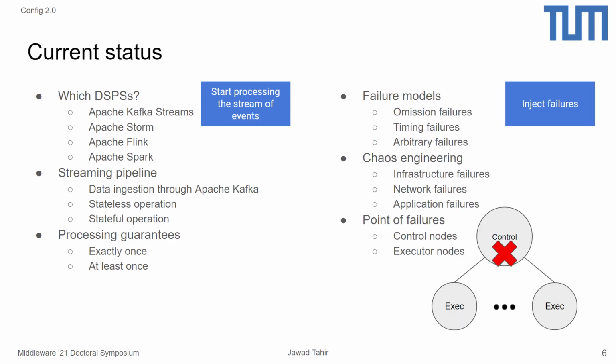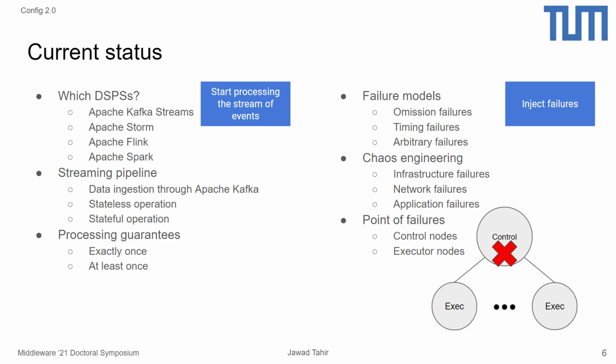And then we inject failures into our system. Failures can be categorized into three types: omission failures, timing failures, or arbitrary failures. And these failures can be injected using any chaos engineering tools. Chaos engineering tools help us to inject infrastructure failures, network failures, or application failures. However, in this study, we will focus only on infrastructure failures and network failures, as application failures can be minimized using TDD and proper unit testing.